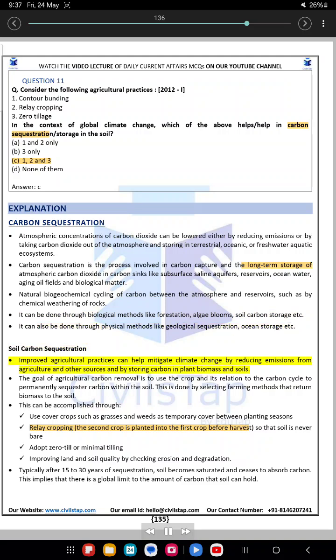Soil carbon sequestration. Improved agricultural practices can help mitigate climate change by reducing emissions from agriculture and other sources and by storing carbon in plant biomass and soils. The goal of agricultural carbon removal is to use the crop and its relation to the carbon cycle to permanently sequester carbon within the soil. This is done by selective farming methods that return biomass to the soil.